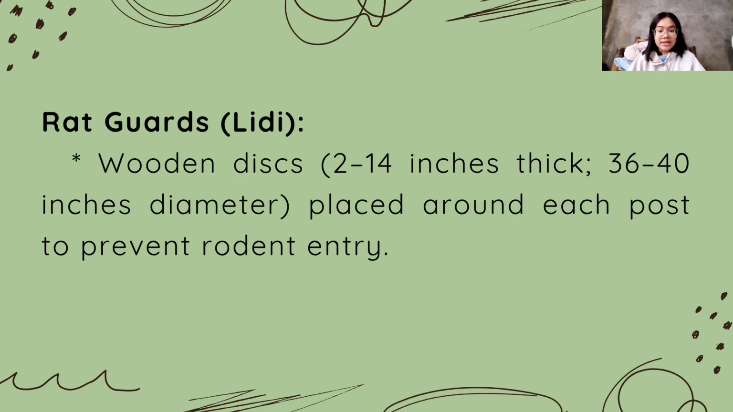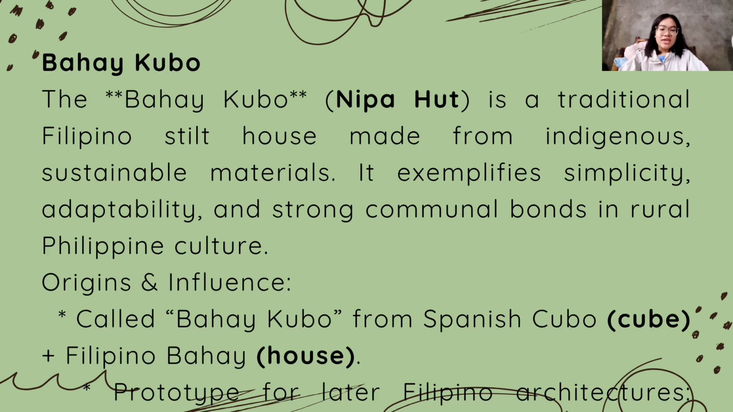Moving on to the Bahay Kubo, or nipa hut, a traditional Filipino stilt house made from indigenous sustainable materials. It exemplifies simplicity, adaptability, and strong communal bonds in rural Philippine culture. Its origin and influence: it is called the Bahay Kubo from the Spanish cubo, or cube, plus the Filipino bahay. That's where its name came from. This Bahay Kubo later became a prototype for later Filipino architectures.